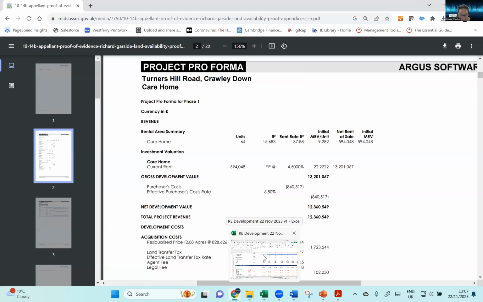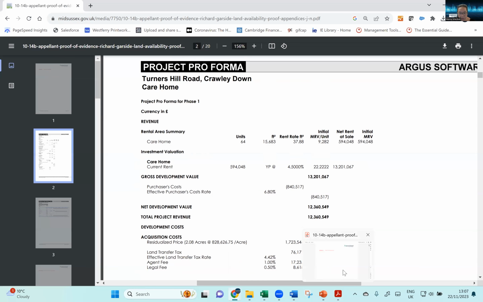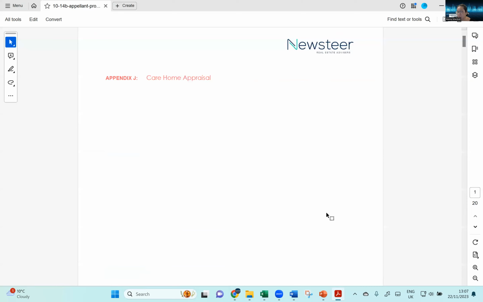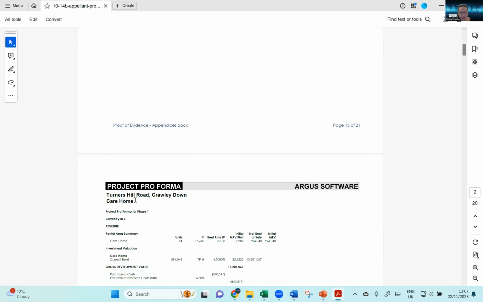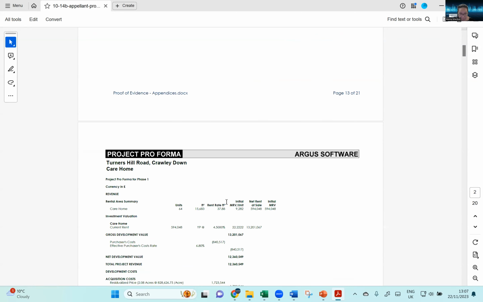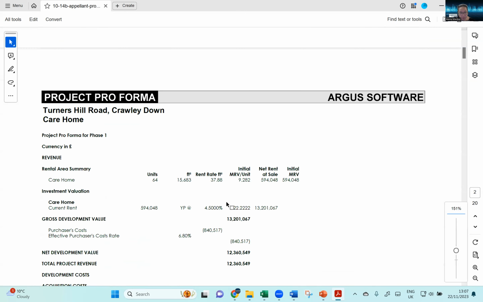Right. So what I've done is I'm just going to get the PDF. I just wanted to show you the link where you can find it, but the PDF looks a little bit better, so I hope you can see my PDF here. So this is the performer. It's a care home. And this is what it looks like.